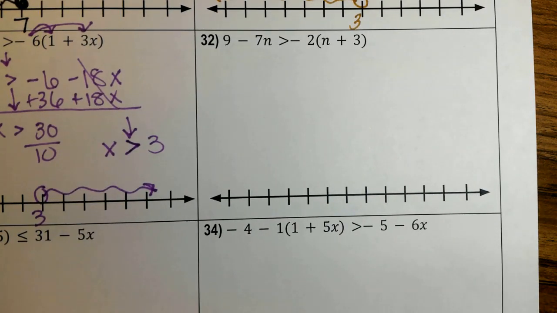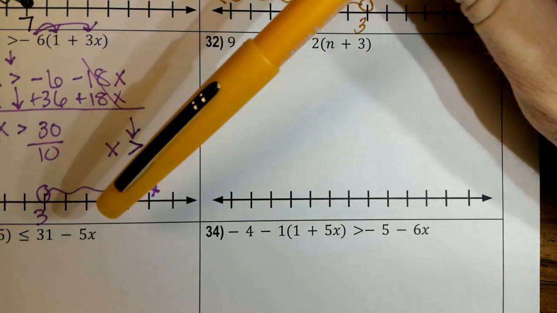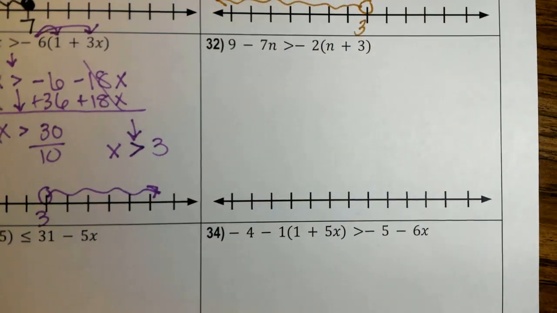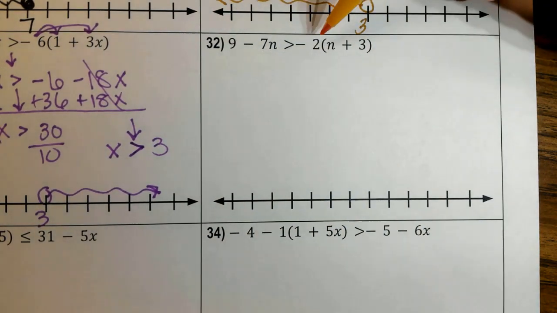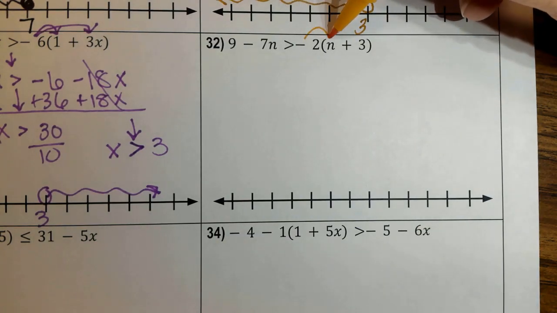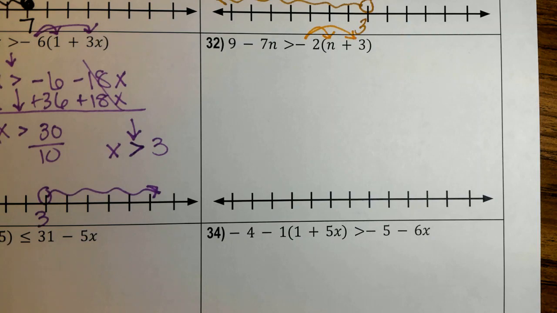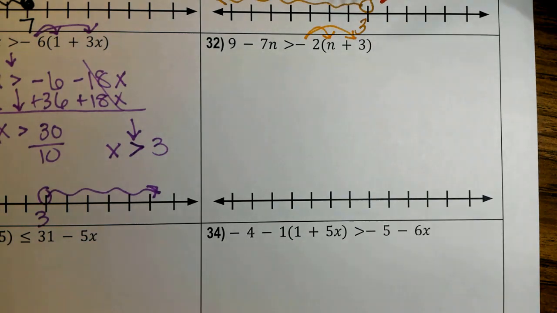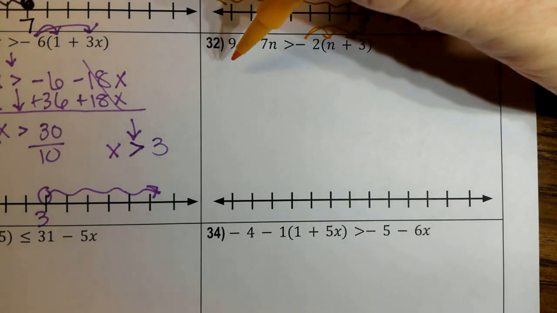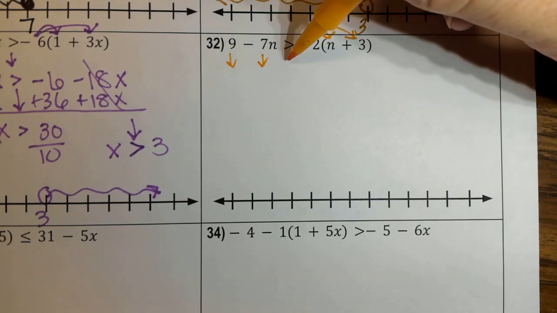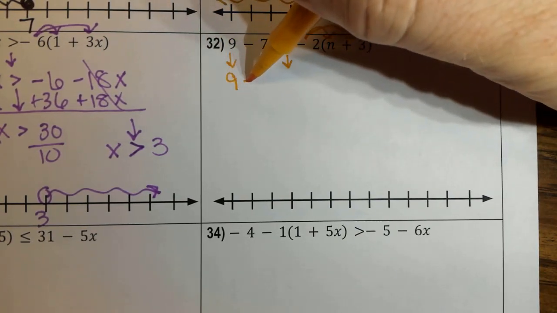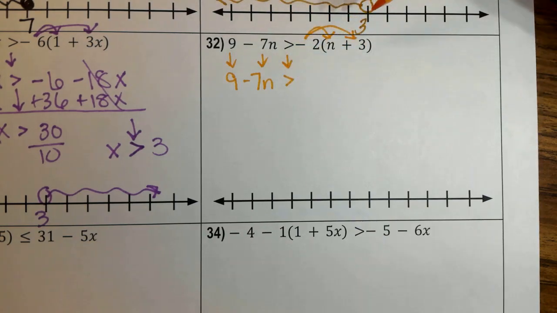All right, 32. Okay, if this color does not show up, this is yellow, I will definitely change right away. So I have parentheses I have to get rid of. Oh, that does show up fine. Okay, so I have to multiply and distribute that to get rid of the parentheses. So that means all of this just gets brought down. I'm not changing that yet.